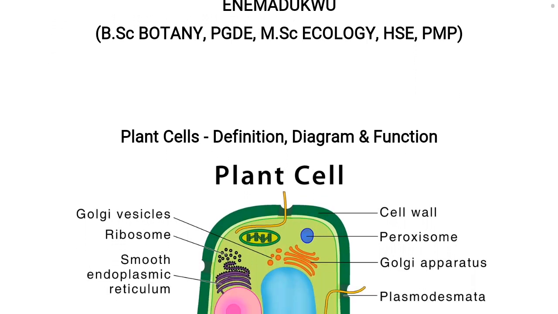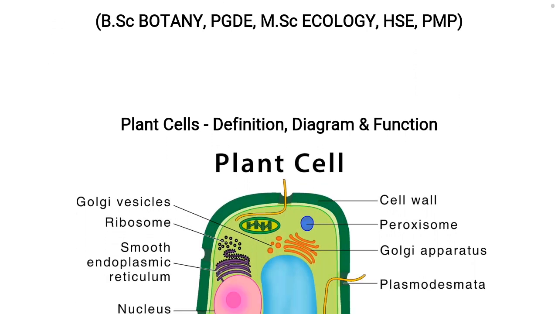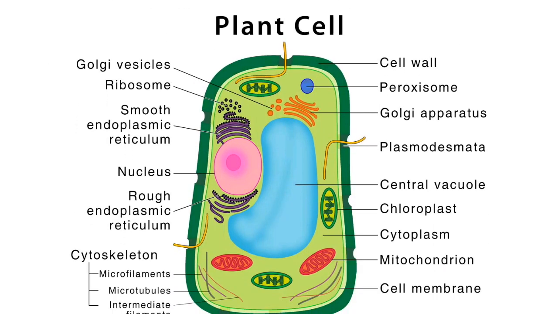So the first topic under discussion is the plant cell. As you can see, this is how a plant cell looks. So the question is, what is a plant cell, or what is a cell? A cell can be defined as the structural and functional unit of life. A cell is known as the structural unit of life because a cell contains structures.